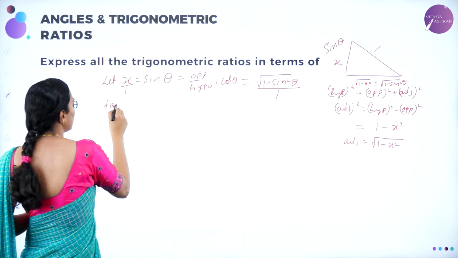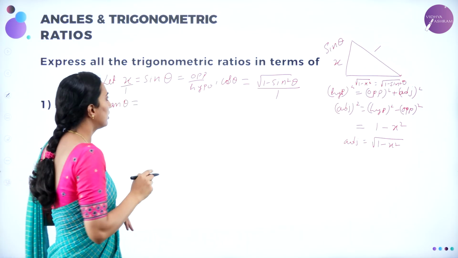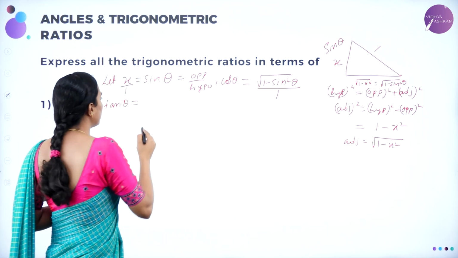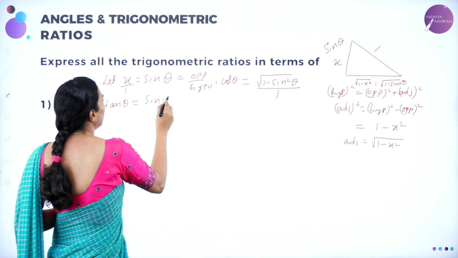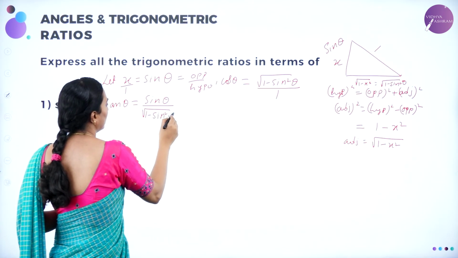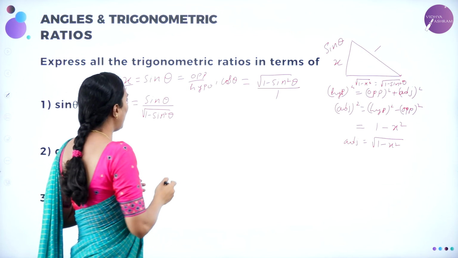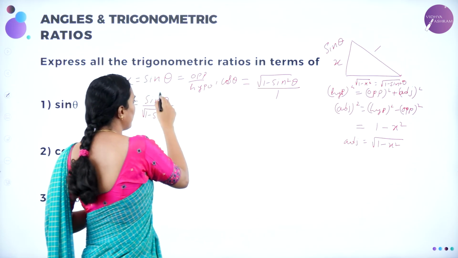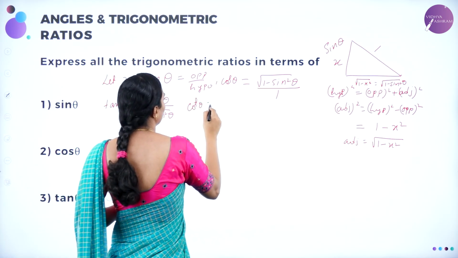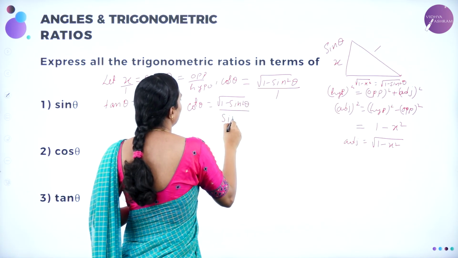Now, we'll move on to tan theta. Tan theta is nothing but opposite by adjacent. Opposite is x, which is sine theta, divided by adjacent, which is root of 1 minus sine squared theta. So tan theta is sine theta by root of 1 minus sine squared theta. Next is cot theta, the reciprocal of this. Cot theta is root of 1 minus sine squared theta divided by sine theta.